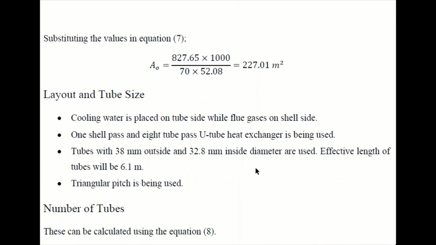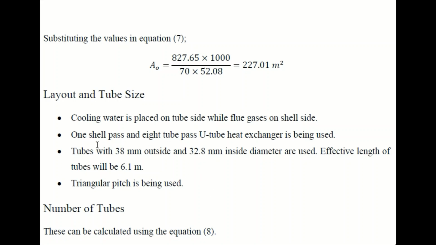Then we need to finalize the tube layout and tube sizes, and we need to specify which stream will be on shell side and which stream will be on tube side. So here we have taken the flue gas stream on the shell side and cooling water on tube side. There are many justifications available for assigning tube and shell side. You can go through the details in Chemical Engineering Design by Coulson and Richardson, volume 6.